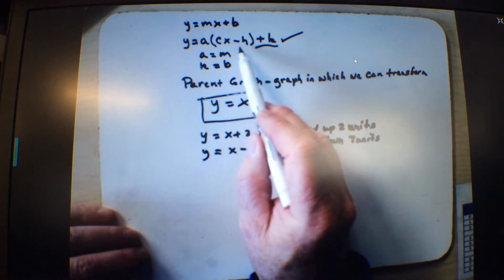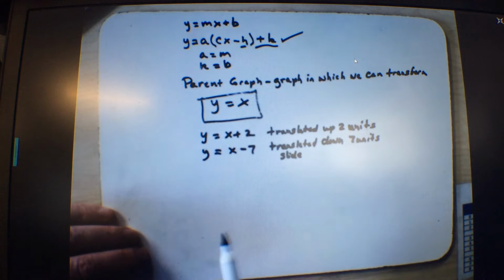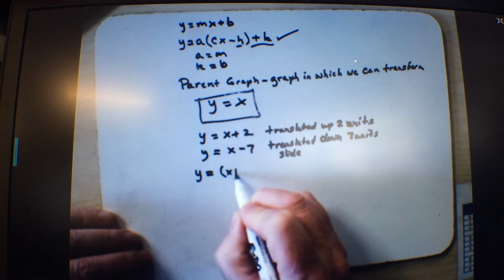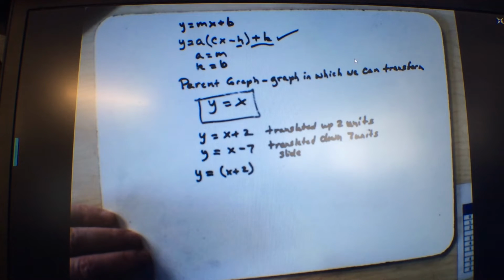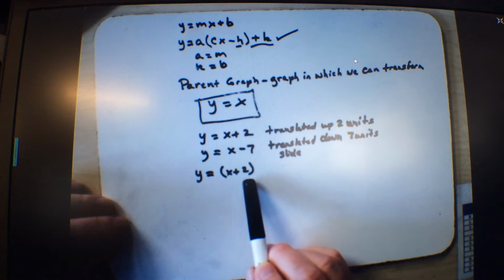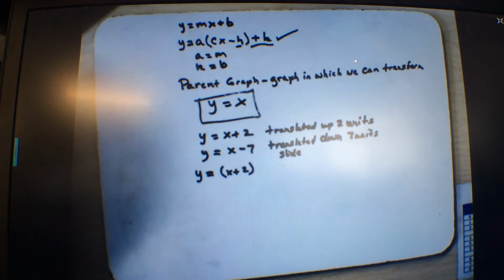Okay. Now, what would happen if I wanted to move it left and right? Okay, left and right is the H. Okay, here's the weird thing. I'm going to show you. Y equals, all I got to do is put an x plus 2. All right, now here's the weird thing, guys. You think this moves it to the right. It doesn't. It moves it to the left. I'm going to show you.